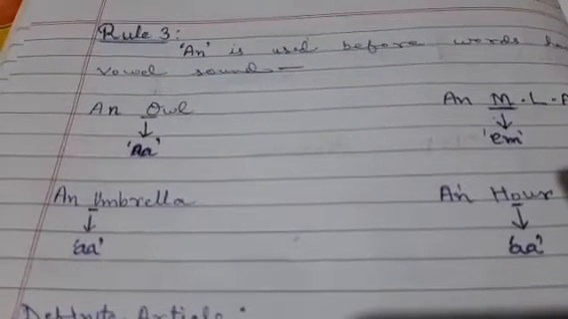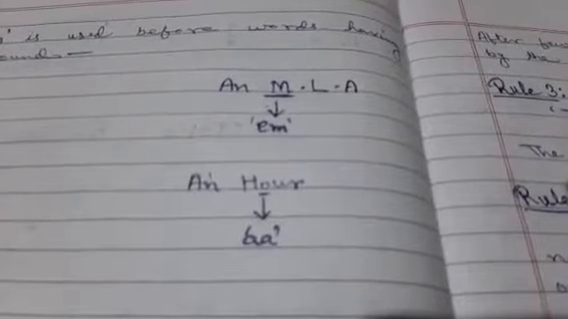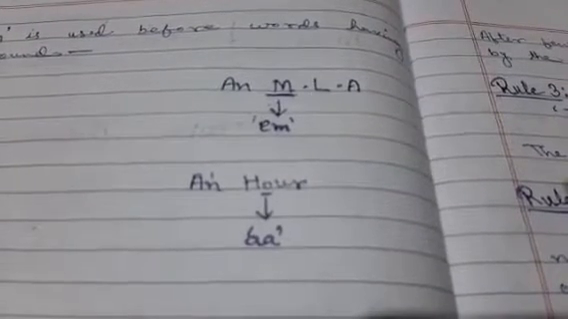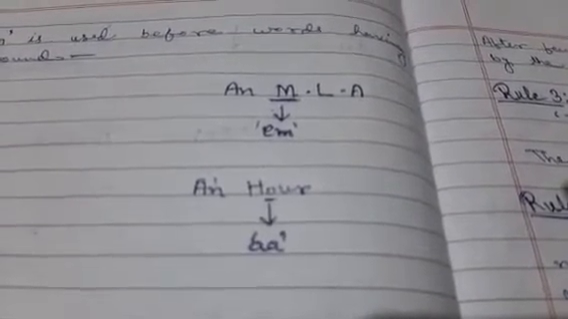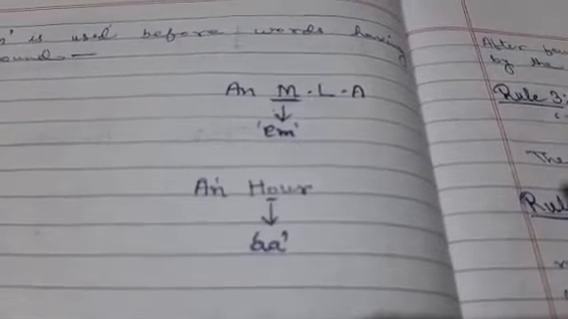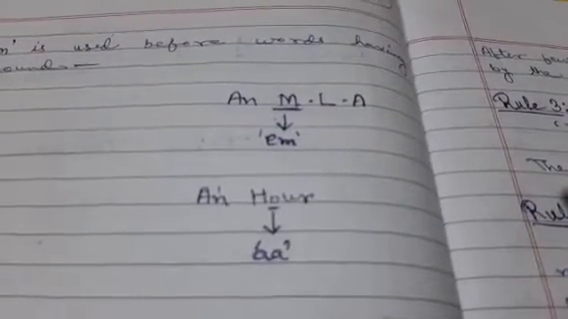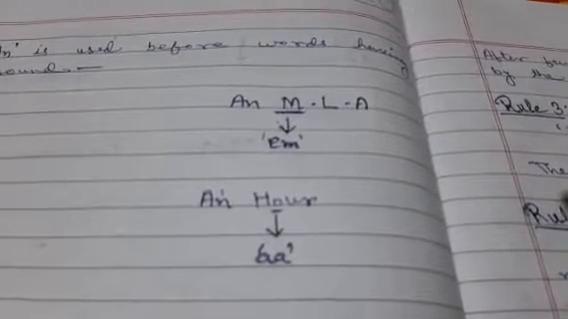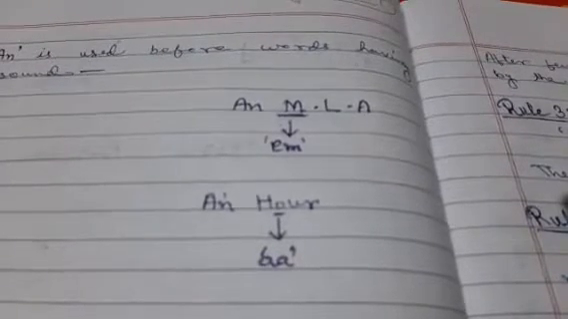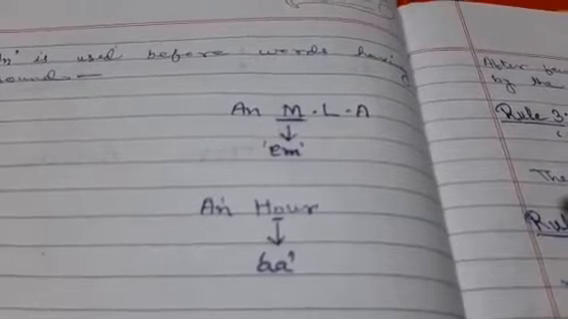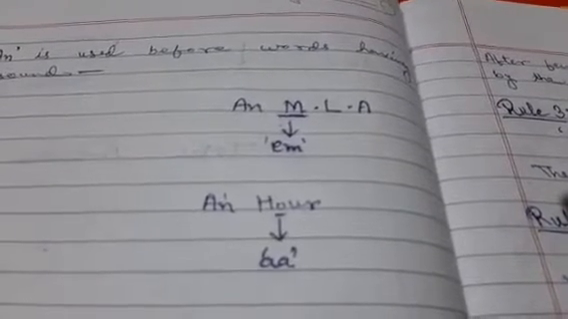Next word, umbrella. It begins with U, and the sound that begins is a vowel sound. Umbrella. Hence we are using an. Similarly, let's come to this word, MLA. M is a consonant, we know about that. But when we say MLA, the starting sound that comes is EM. And the sound of E is, of course, a vowel. Hence, we are using an.